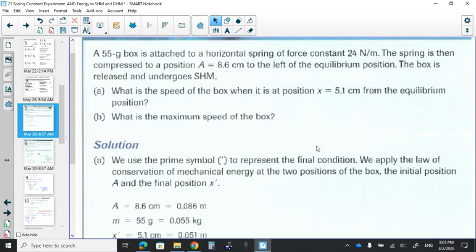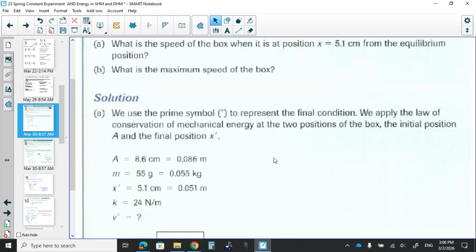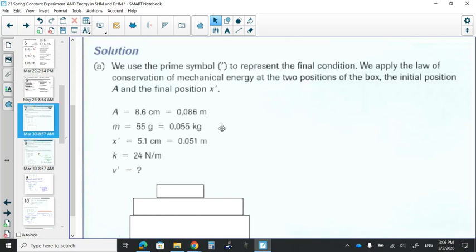So it says questions here. What is the speed of the box when it's at 5.1 centimeters from equilibrium? And what is the maximum speed of the box? Okay, so to go through this, that's just your given information. We want to know the speed. We know that's where we're at.